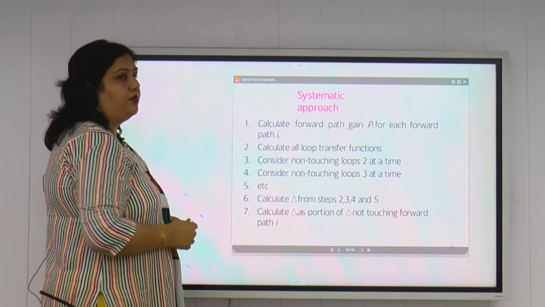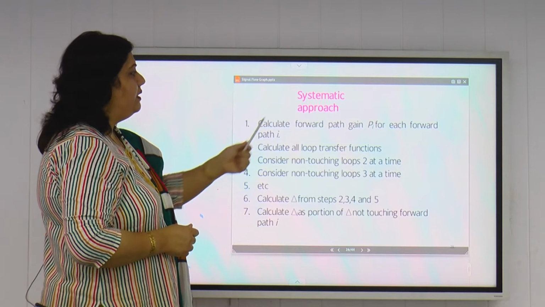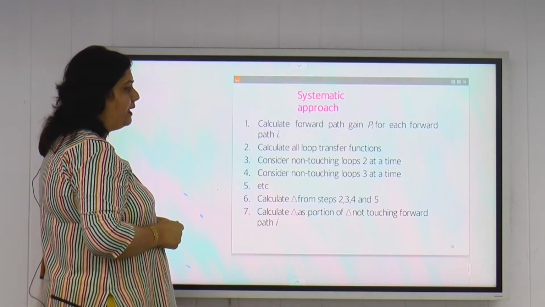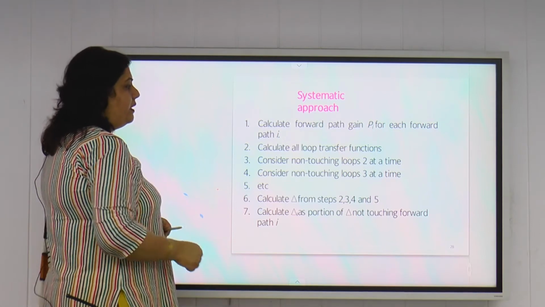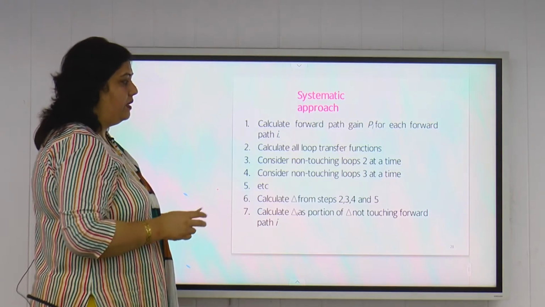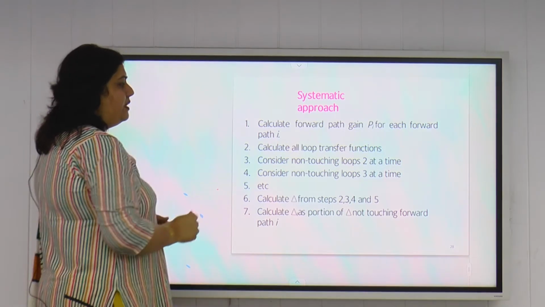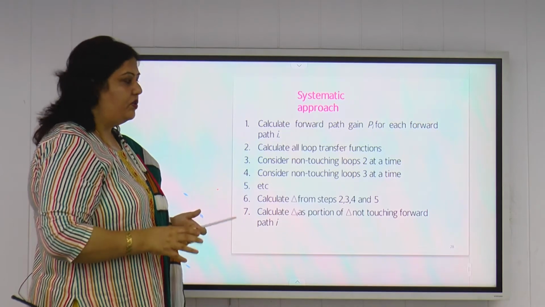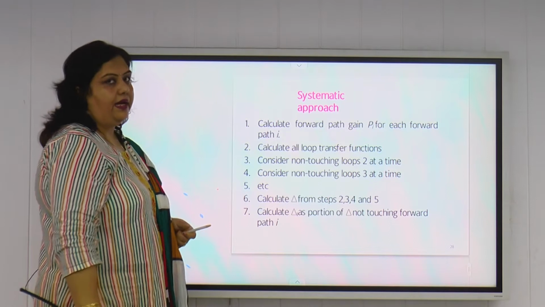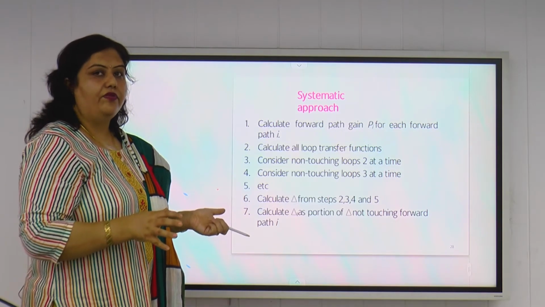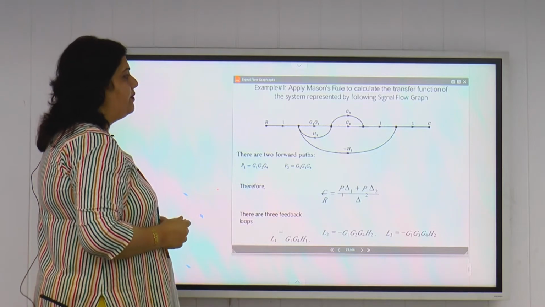So this is the systematic approach to applying Mason's gain formula on the signal flow graph. We have to calculate the forward path gain Pi for each forward path i. Then we calculate all loop transfer functions. Then we consider the non-touching loops, pairing two non-touching loops at a time. Then we consider non-touching loop triplets, three non-touching loops at a time, and so on. Then we calculate delta and then delta i. Then we put the values in Mason's gain formula and we can find the transfer function. So we will consider it with the help of an example.